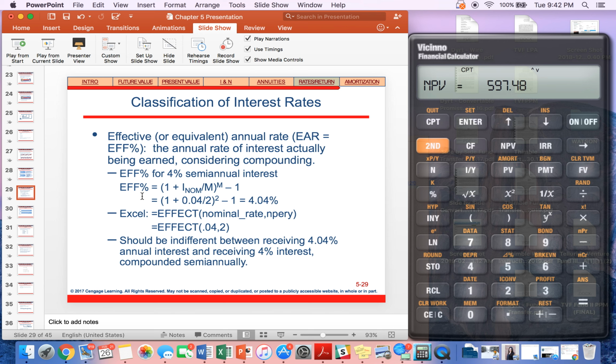So our effective annual rate, the equation is 1 plus our I nom, or our nominal rate, divided by M, okay? So the nominal rate here in this question, it says, what is the effective rate for 4% semi-annual interest, okay? So we know that we have to use this because this isn't an annual rate anymore, it's semi-annual, okay? So the nominal rate is 4%. It's our annual rate. It doesn't take into consideration compounding.